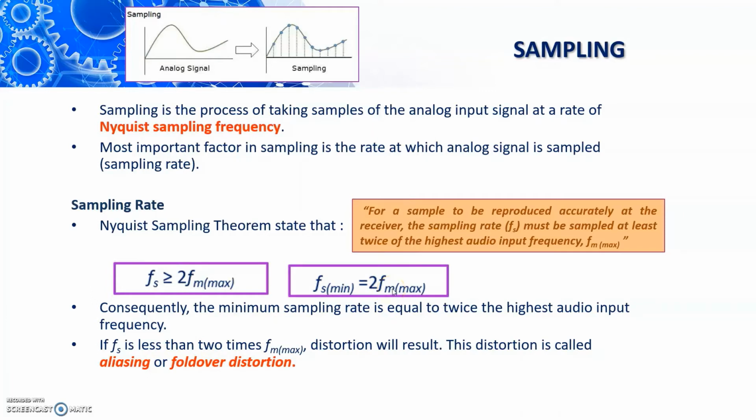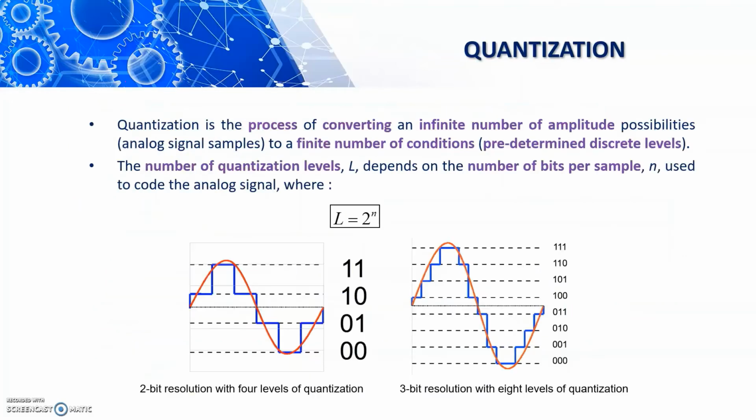What happens if the sampling rate is less than 2 times fm, less than twice the highest audio input frequency? Distortion will occur. This distortion is called aliasing or foldover distortion. You will go through this in detail during your semester 3 when you learn about basic communication systems. Alright, so we go to the next step, which is quantization.